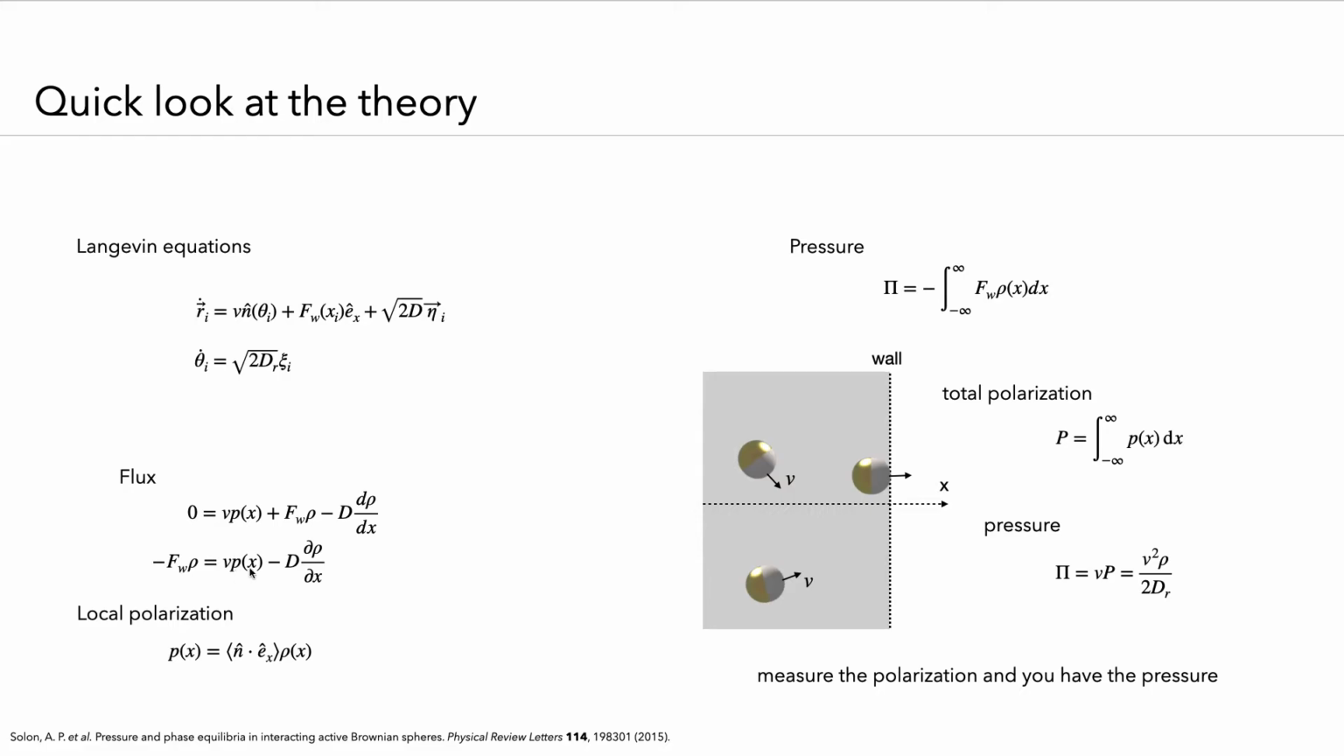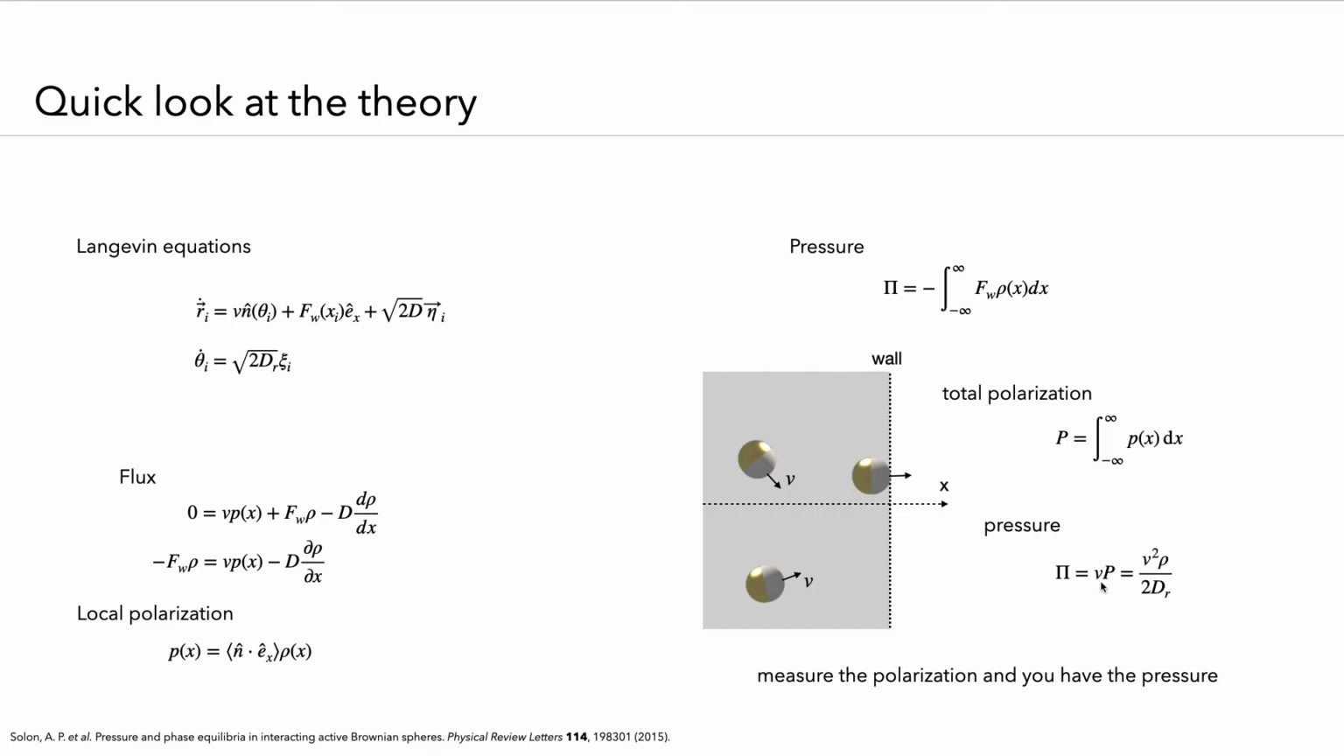And here it's essentially an integral over this polarization, which gives you the total polarization at the boundary. So this is the total polarization. And you see, if you multiply the total polarization times the velocity, you will get the pressure finally. So polarization times velocity is the pressure. And for an active particle system, you can measure that, or you can calculate that. It will turn out to be just the velocity of the active particles here in the bulk, multiplied by the density in the bulk, divided by 2 times the rotational diffusion coefficient. So this is the result for that kind of geometry with a wall. And now you have your recipe. That's the recipe to measure the pressure.